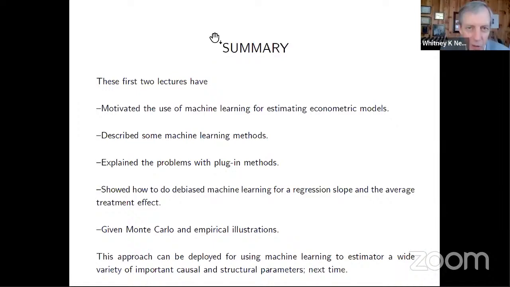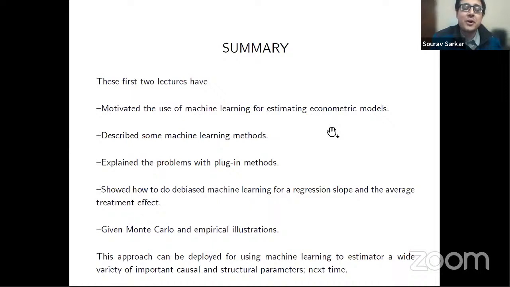Any question? Let me look. There's a comment praising the simplicity of the method. Is there a caveat? Oh, great question. Simplicity of the method, almost too good to be true. The caveat is, what are the caveats? Okay, good question.